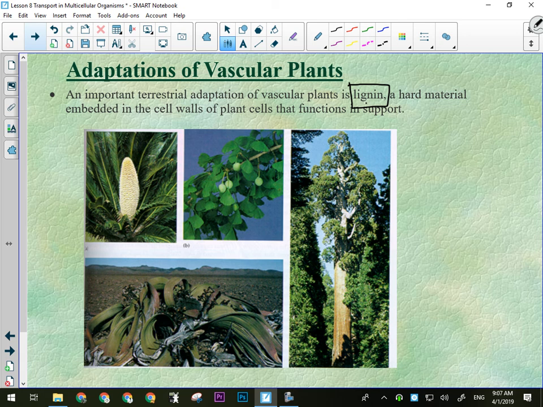All right, so make sure you know what lignin is. It's a hard material that's embedded in the cell walls, essentially.